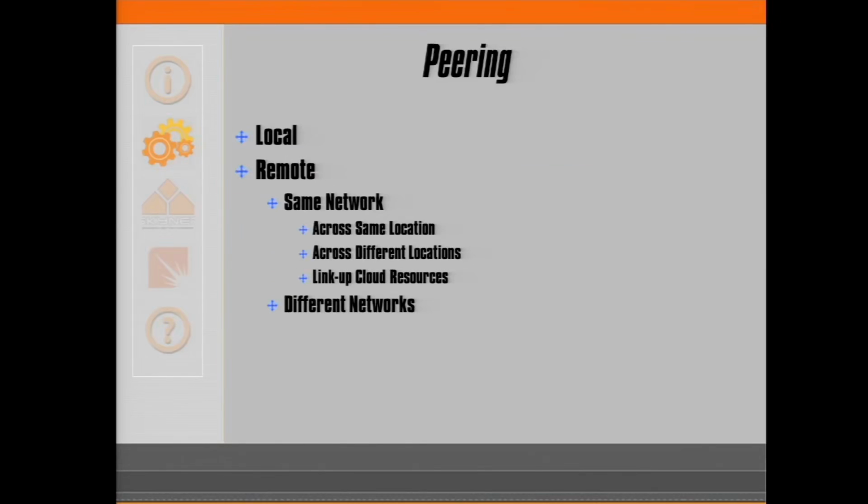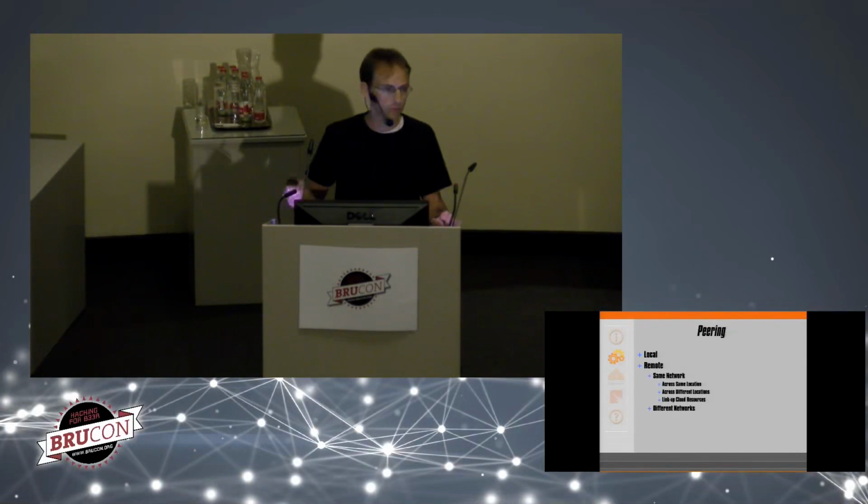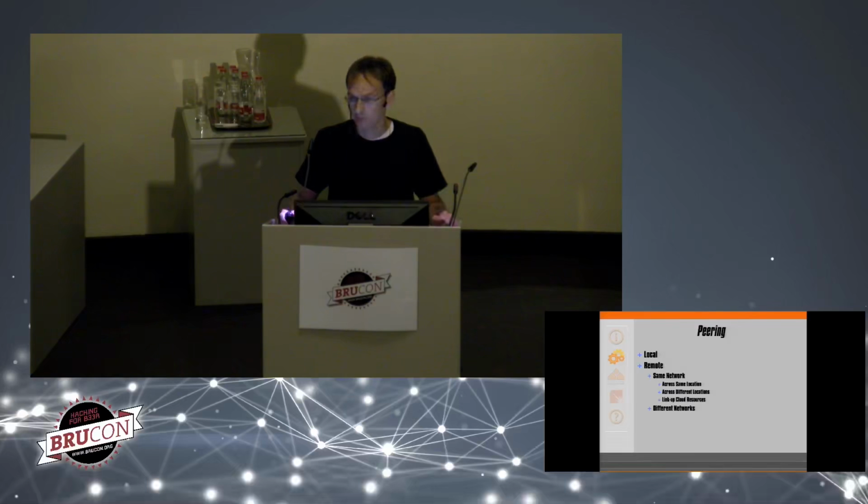Let's look at some peering that you can do. Local on the same segment, like on the perimeter. Remote on the same network across the same location. You want to get past the broadcast domain across the layer 3 boundary if your router does not propagate multicast. Across different locations, an HQ to branch office, link up cloud resources. Most routers aren't set up to propagate multicast, so you would be remote peering within the cloud or between clouds.